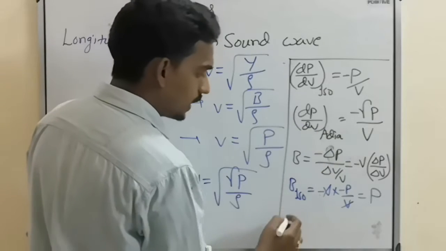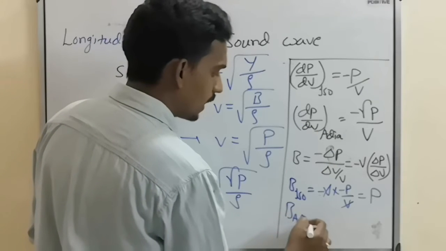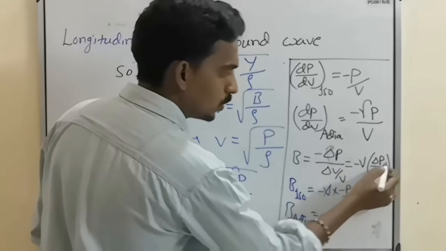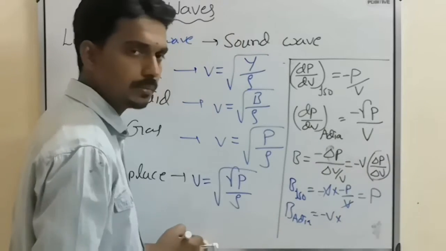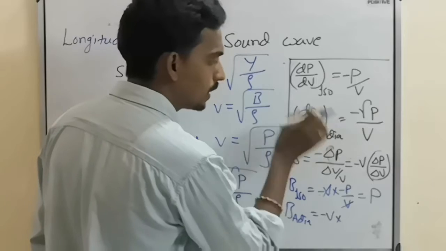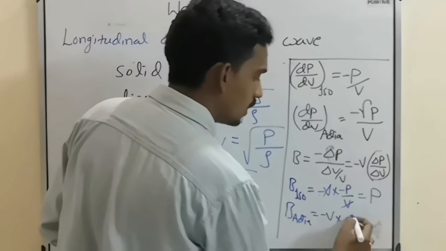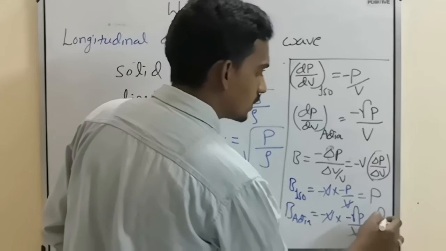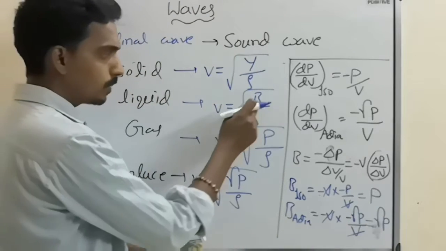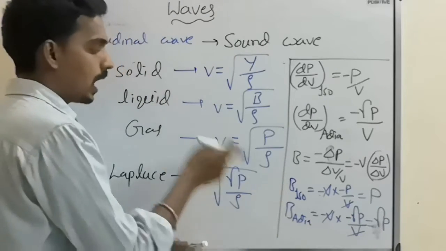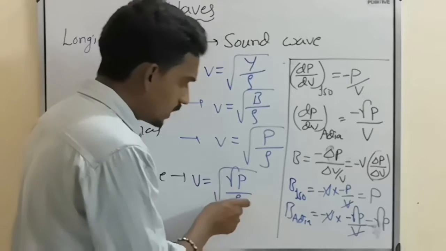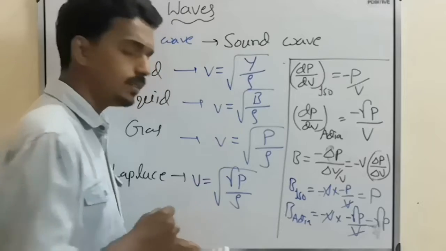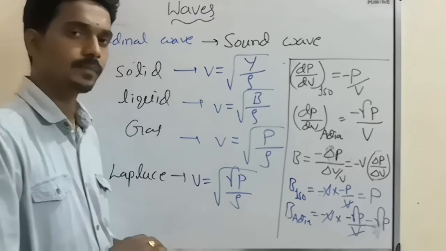But if you take the adiabatic condition, B adiabatic means minus V into delta P by delta V, nothing but the slope, dP by dV. How much is this? Minus gamma P by V, V cancels, minus of minus plus gamma P. So in place of B, what can I substitute now? Gamma P. So this is the correction made by whom? Laplace. That's why we call it Laplace correction.